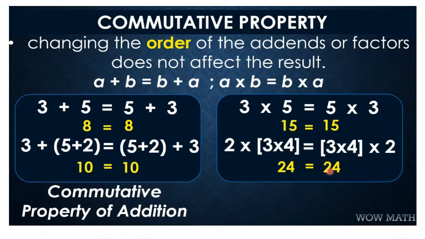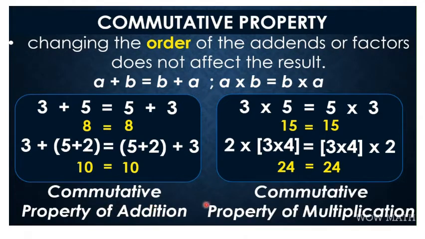commutative property is true under addition. That's why we have commutative property of addition. And also, it is true under multiplication. So, commutative property of multiplication. So, kapag sumasagot tayo ng mga properties, let us try to be specific. Saan siya commutative? Is it under addition or multiplication?